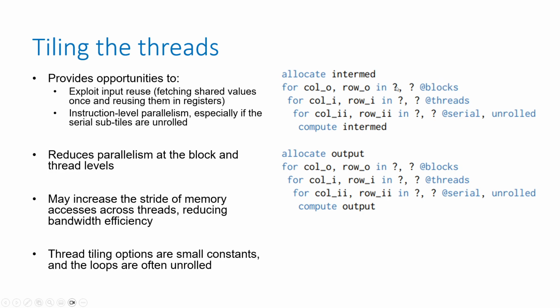So usually you get parallelism in the outermost loop and vectorization in the innermost. It may also increase the strides of the memory access, reducing the bandwidth efficiency, and also the thread tiling options usually are small so that they can be unrolled in the innermost. So yeah, the tiling parameters between different loops are different. These are small, these could be larger.